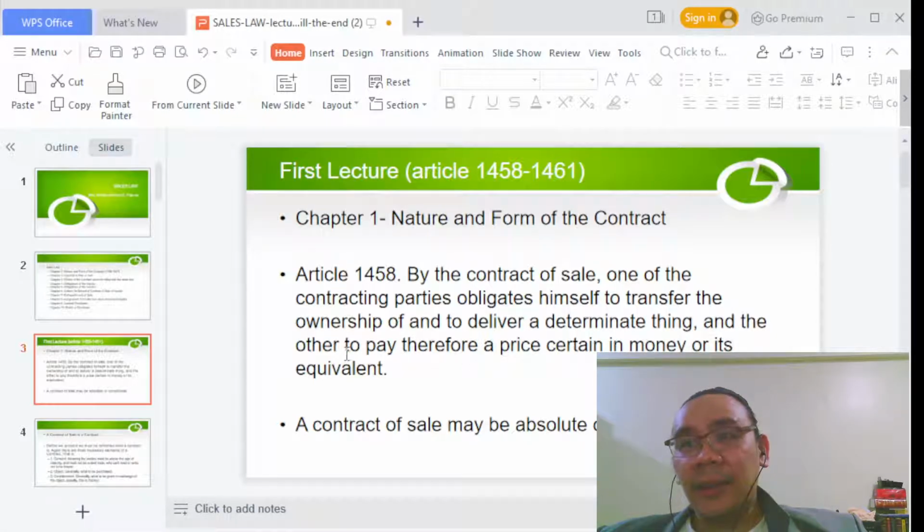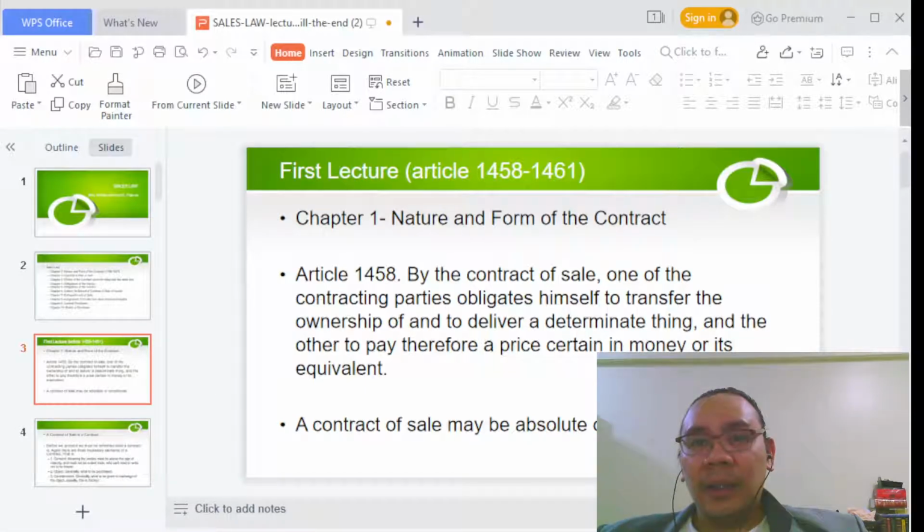is obligated to pay a price certain in money or its equivalent. When you say the other party is to pay a price certain in money, this person is the buyer, because the buyer pays the seller the money. So we go back to our example, a contract of sale of a car. The buyer pays the seller money. And there's another word here. It says money or its equivalent.